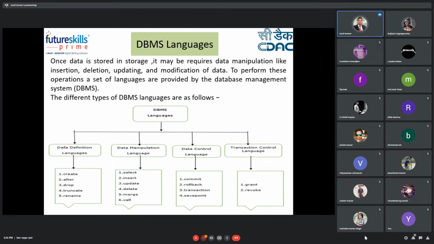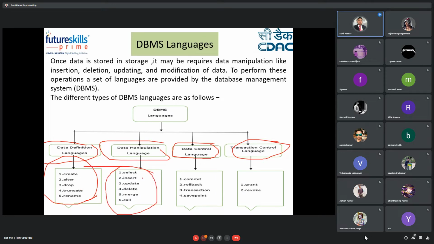Basically there are four kinds of language, known as DDL, data definition language, DML, data manipulation language, DCL, data control language, and TCL, transaction control language. DDL has five basic commands to perform: create, alter, drop, truncate, and rename. Data manipulation language has select, insert, update, delete, and merge. Data control language has grant and revoke, and transaction control has commit, rollback, and savepoint. These are the four kinds of language provided by the DBMS. How they work, I am now explaining.